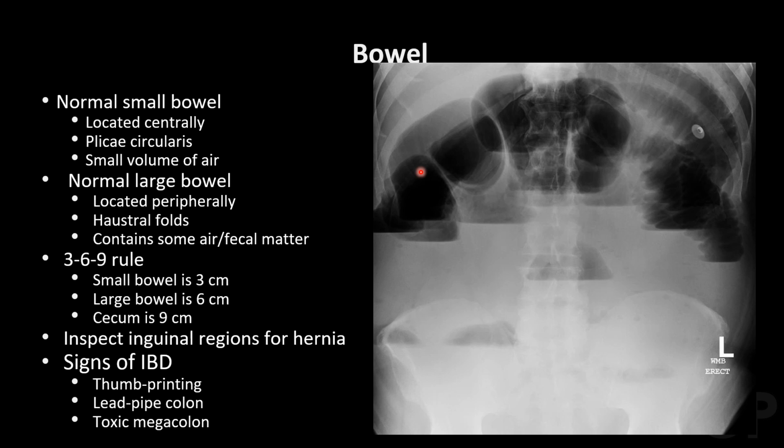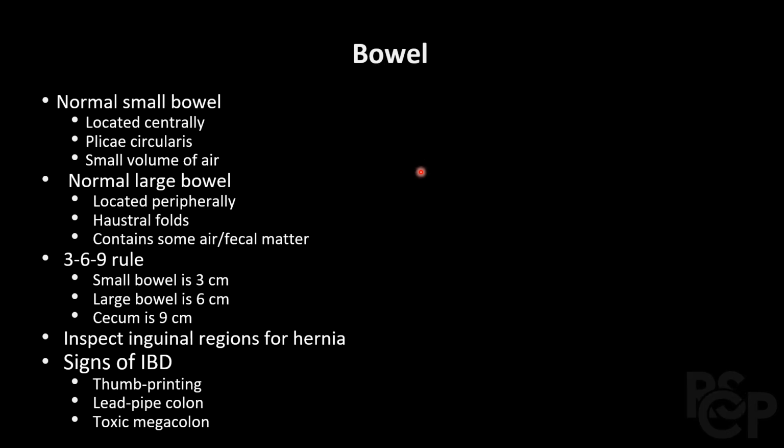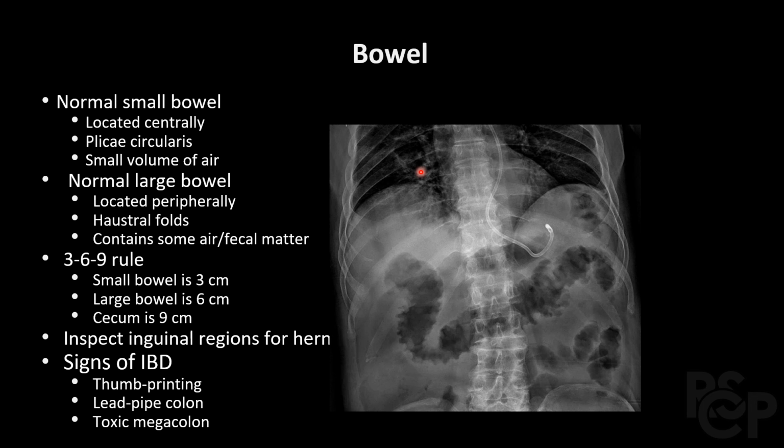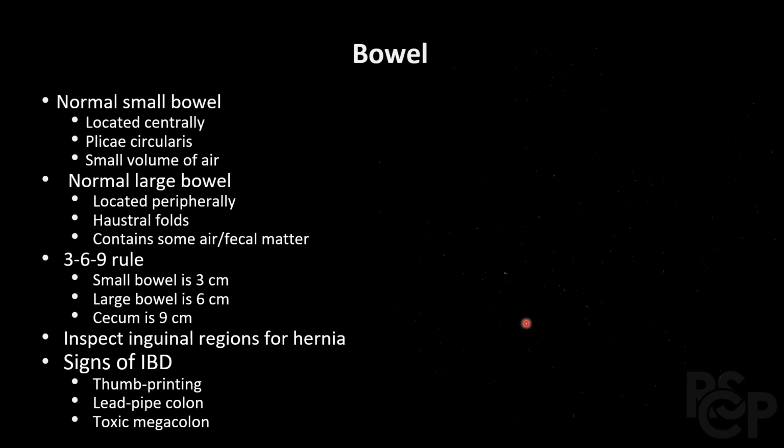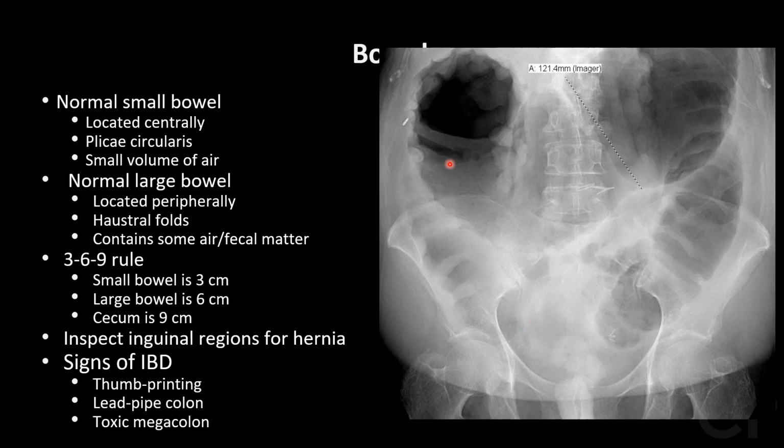You can also inspect the inguinal regions for evidence of hernia on the abdomen X-ray, as well as some signs of inflammatory bowel disease. One of them is thumbprinting. As you can see here, this edge of the small bowel looks like thumbprints. Another sign is the toxic megacolon. As you can see here, the colon is very enlarged, representing a complication of IBD.